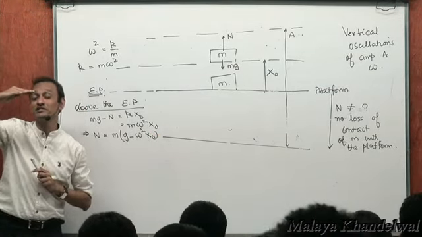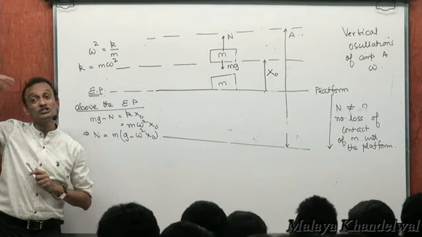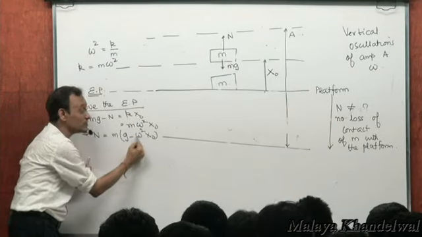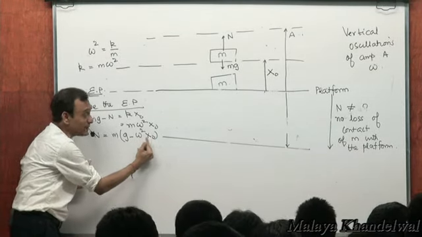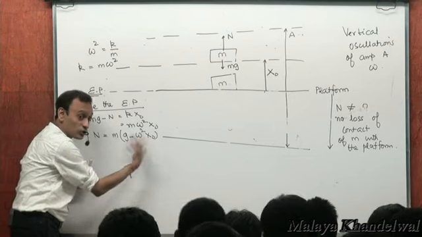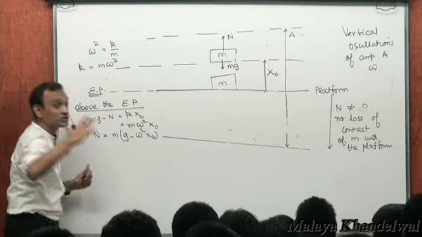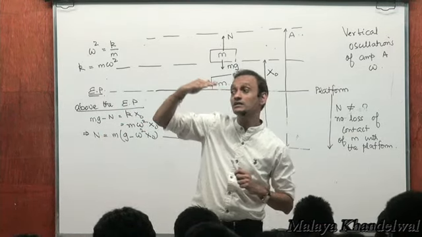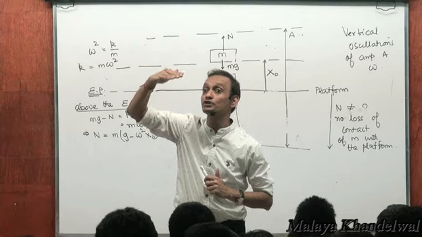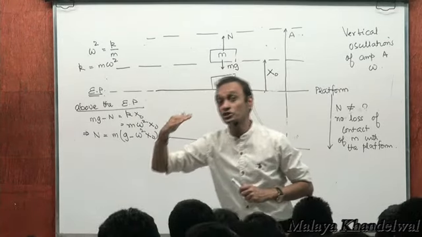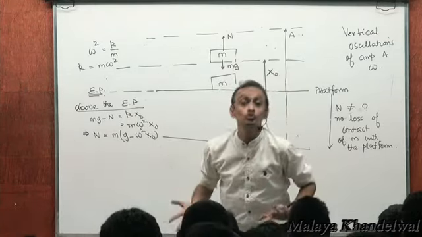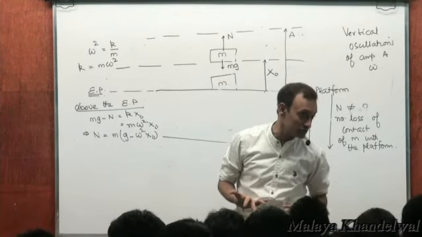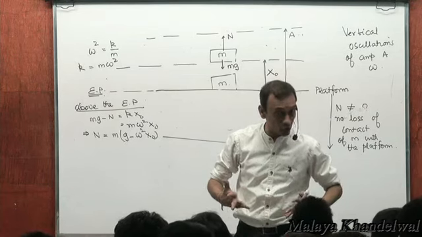Positions above the mean position are sensitive towards loss of contact, because here N could become 0. If g becomes equal to omega squared x naught, then there could be loss of contact. That means when the particle is executing simple harmonic motion and at certain times it's above the mean position, it could lose contact, because N could become 0 above the mean position, right?